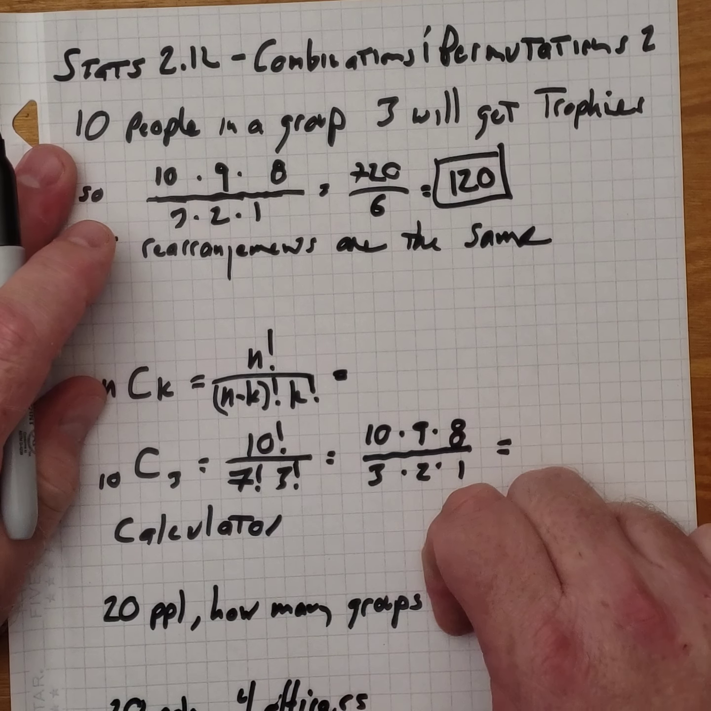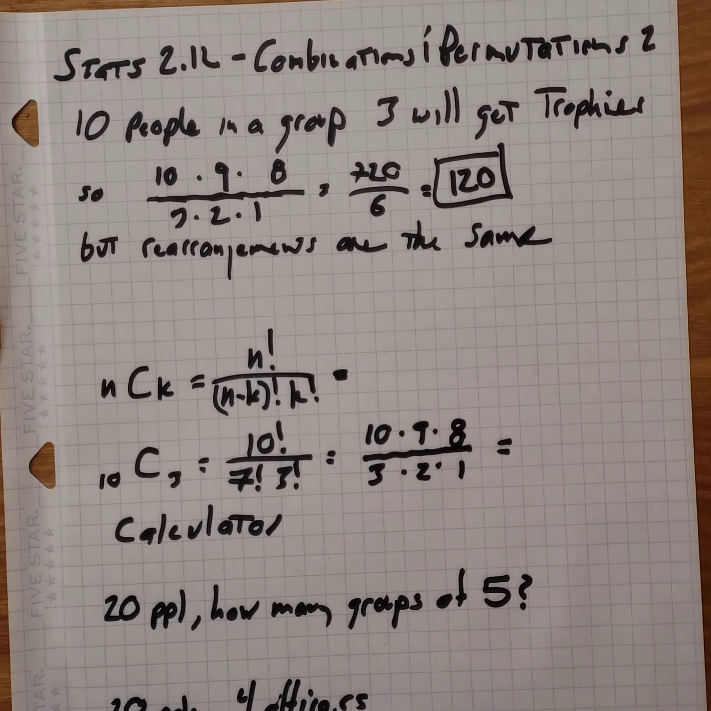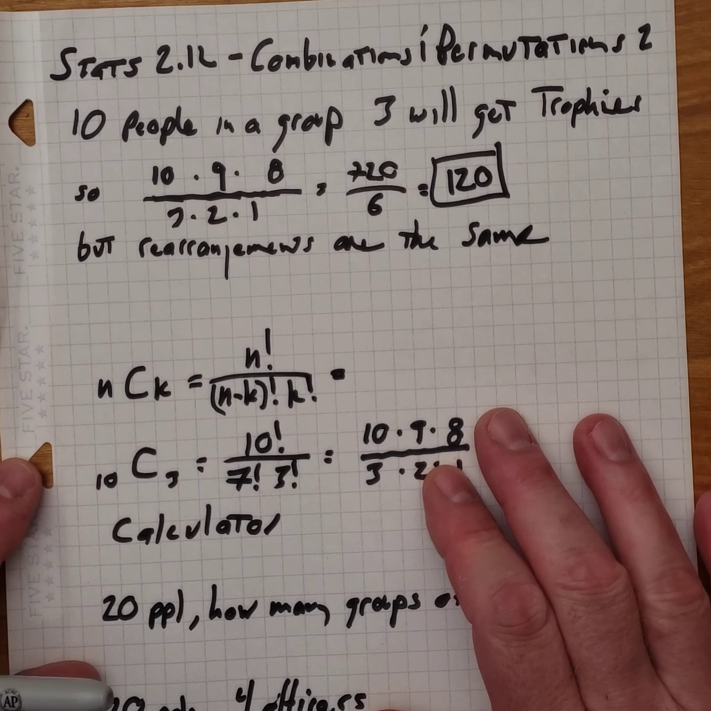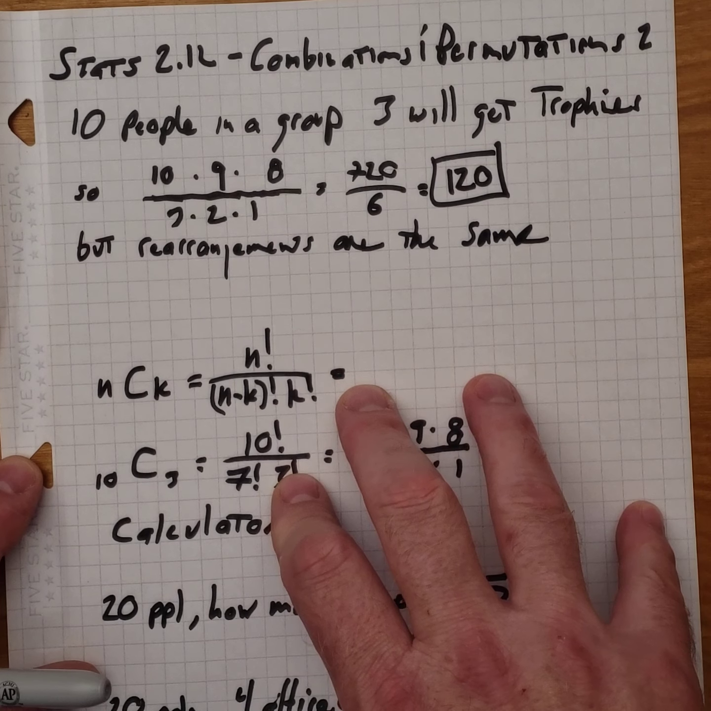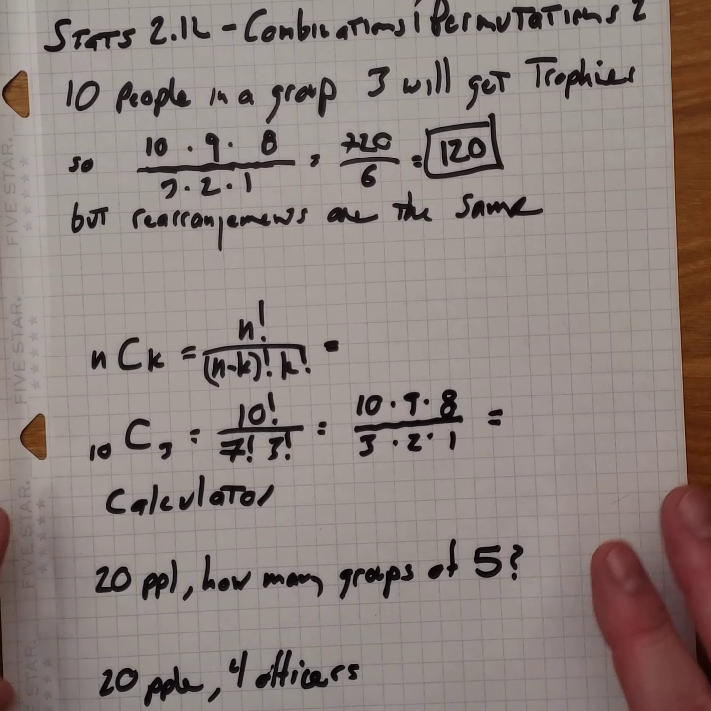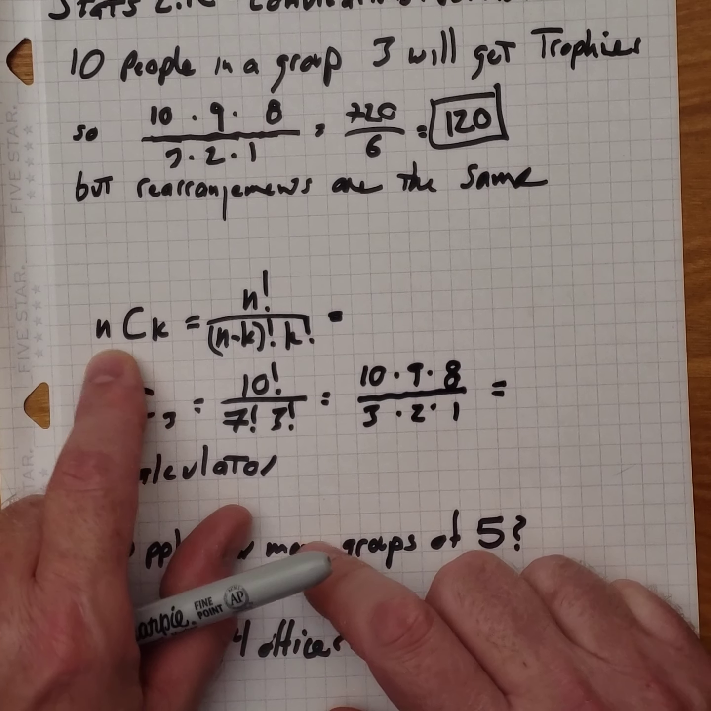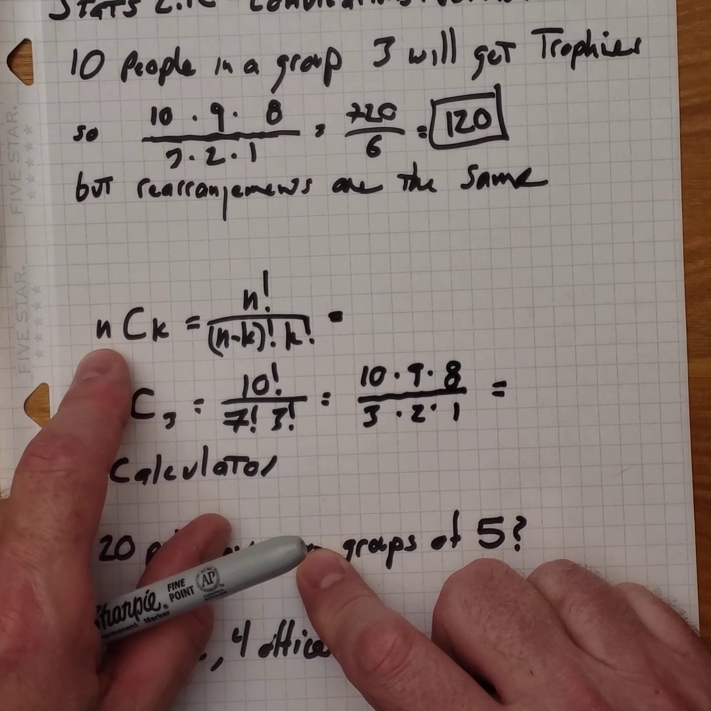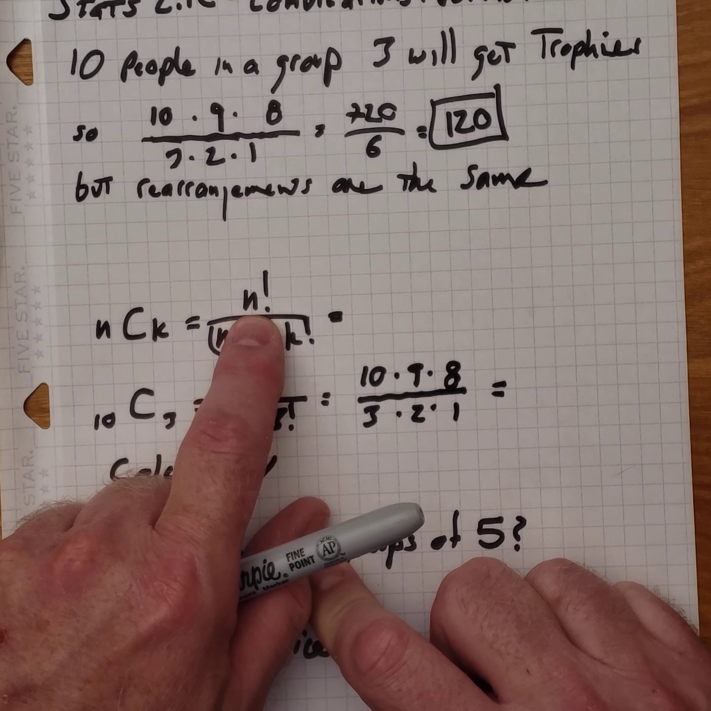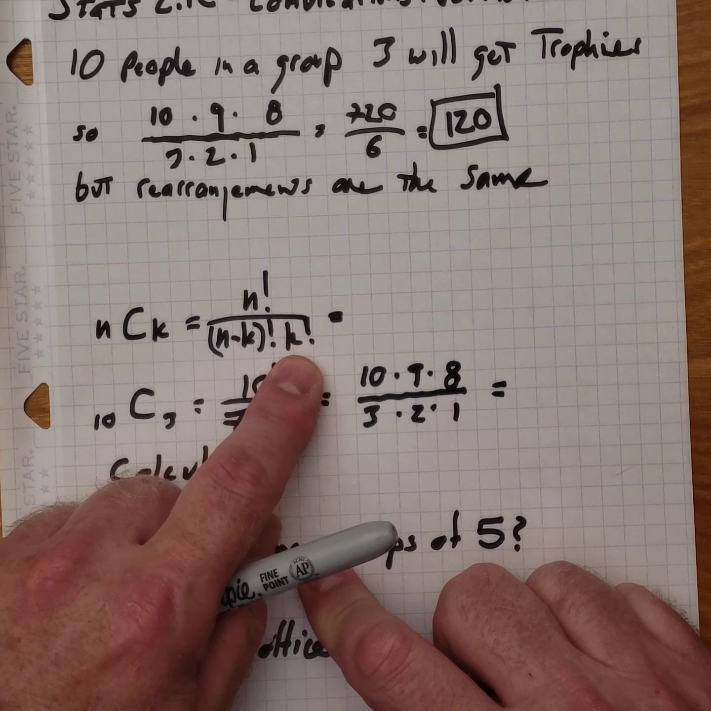So if we have 10 people and we want to choose a group of 3 and the order does not matter, we can do that 120 different ways. And we call that a combination. Permutation when the order matters, combination when the order does not matter. And the formula for combinations is right here, and you don't really need to know it, but it is nCk or n choose k, and we do n factorial in the top and divide by n minus k factorial and k factorial.